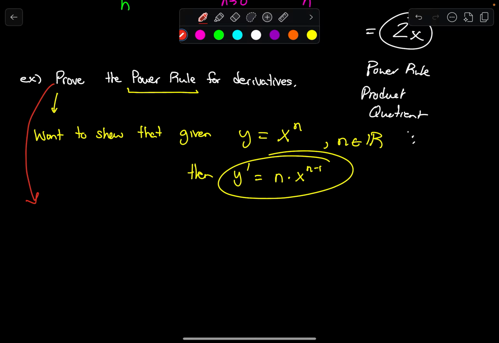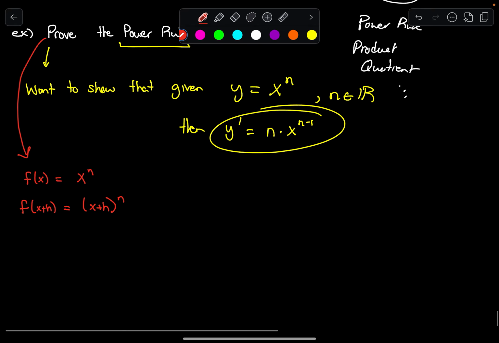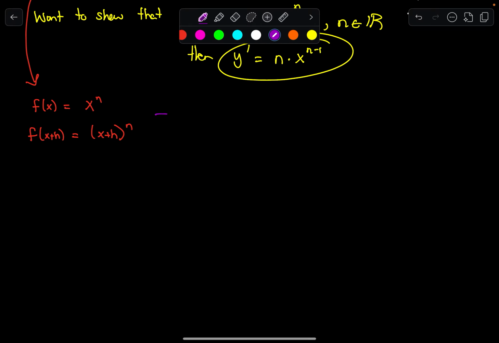And so we're going to need to know what f of x is. f of x is x to the n. And f of x plus h is going to equal x plus h raised to the n power. And so when we plug this stuff into our limit, we're going to have the limit as h approaches 0 of x plus h raised to the n minus x to the n, all over h.